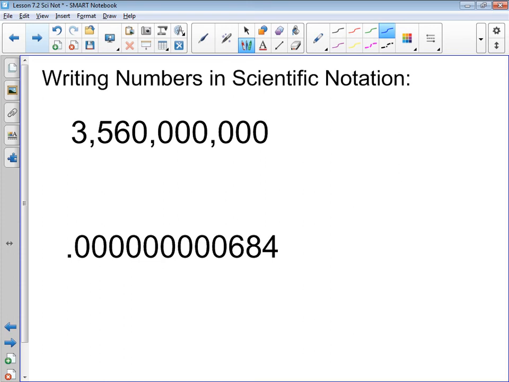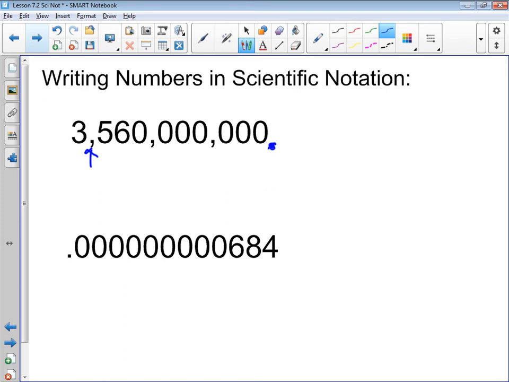In this big number, 3,560,000,000, the decimal point isn't in the number, but it's implied to be at the end. So anytime you have a big whole number, always put the decimal point in at the end of the number. To write this in scientific notation, what I really want is for the decimal point to not be at the end, but I want it to be right here. So the blue stuff that I'm writing, this is the same stuff that you should be writing on your assignment when you do these problems.